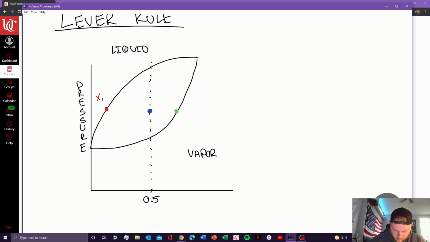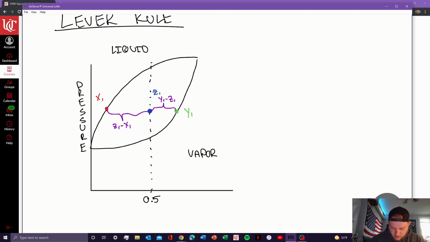This is your y1. And then this, of course, is your z1. So what we are looking at right now, the lever rule, is the differences. So this is going to be your y1 minus z1, and your z1 minus x1. The relationships between those two are your lever rule.